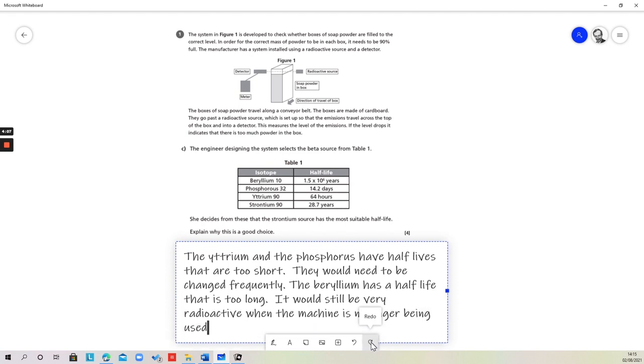no longer being used. So even if the machine lasts 50, 100 years, the beryllium is still going to be really active, and it's then going to be a problem for whoever has to dispose of the machine, so that they've still got a very radioactive isotope that's in there.